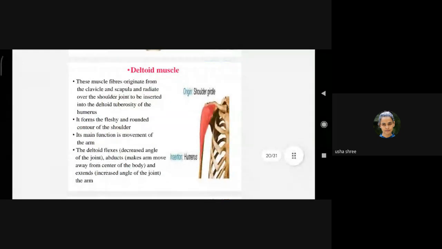Now, deltoid muscle. This muscle fiber originates from the clavicle and scapula and radiates over the shoulder joint to be inserted into the deltoid tuberosity of the humerus, right? It is originating from our clavicle and scapula.